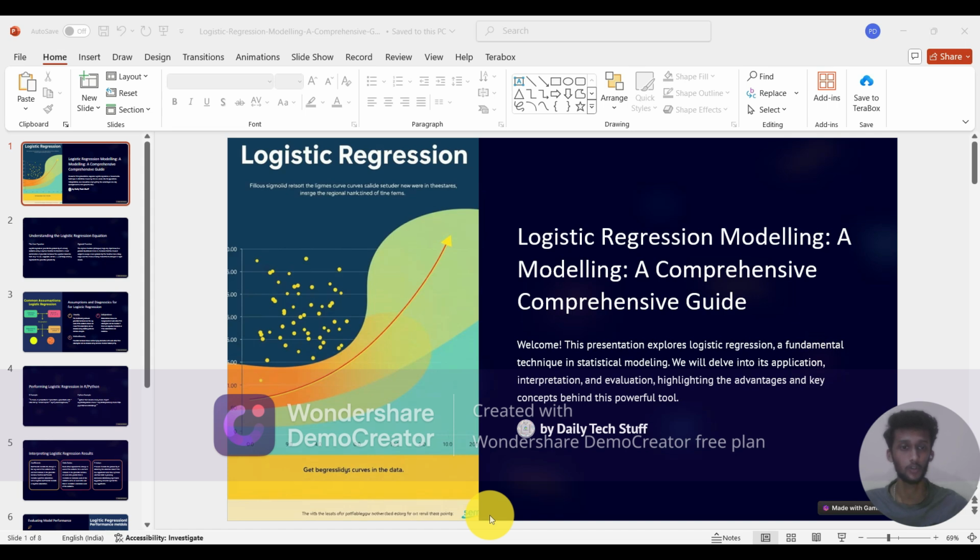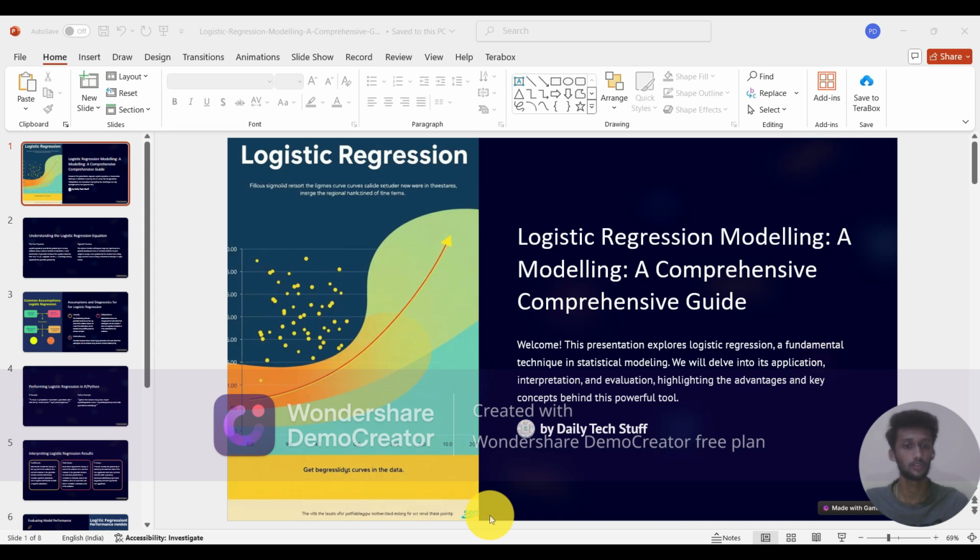The cost function. The goal of logistic regression is to find the best fitting parameters that minimize the cost function, which measures the difference between the predicted probabilities and the actual labels. The cost function used in logistic regression is the log loss or binary cross entropy.